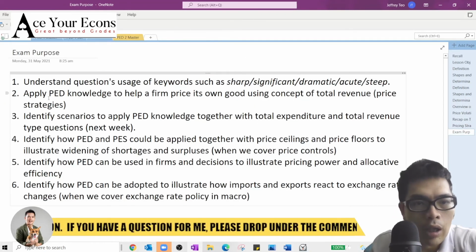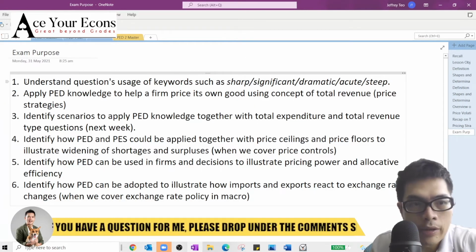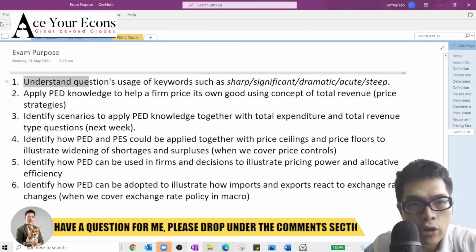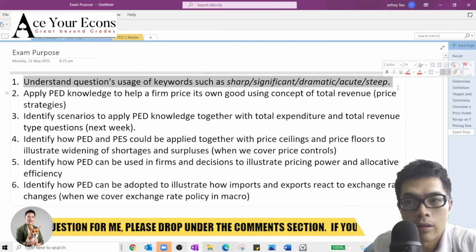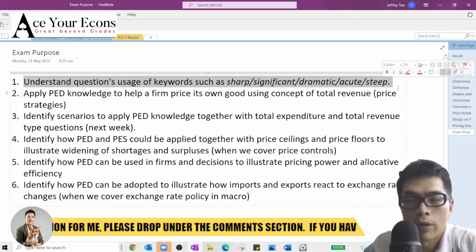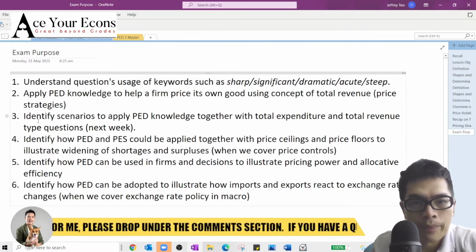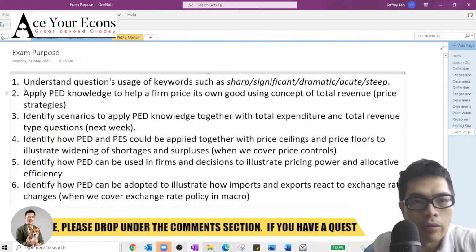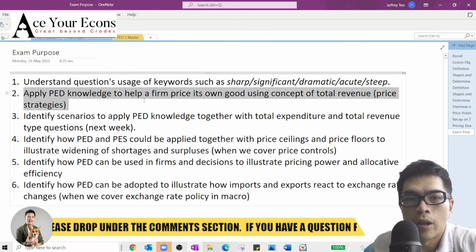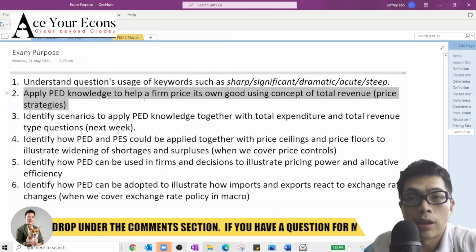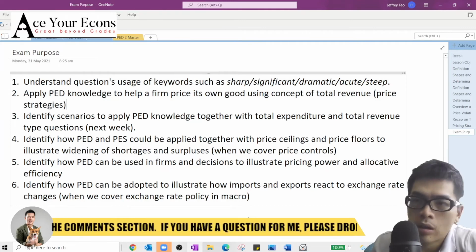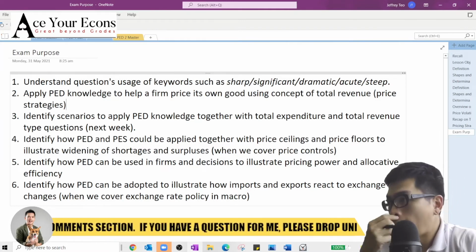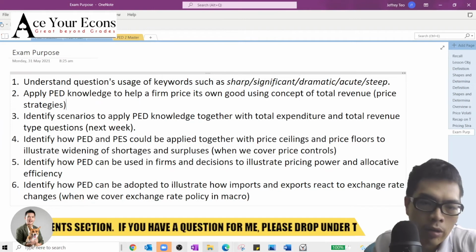For exam purposes and today's practice, make sure you understand the usage of keywords and apply them with respect to price or quantity volatility. You have to illustrate how a firm should price its own goods to maximize revenue, the firm's pricing decision. With this, I have come to the end of the content sharing. We will move on to the time practice.